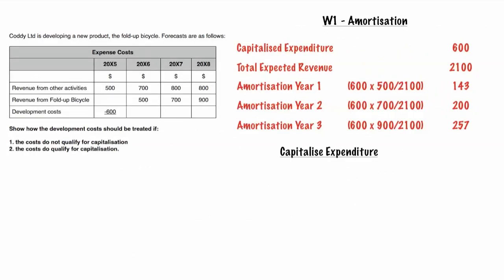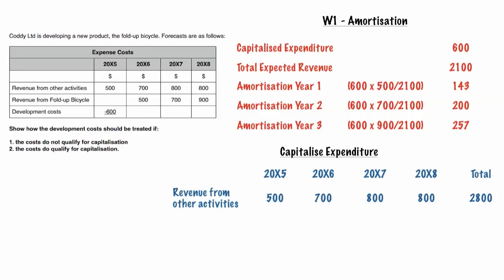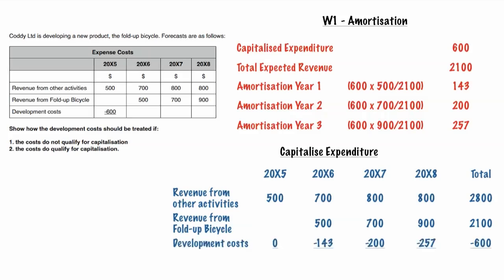Okay, so hopefully you have something like this. In 05, 06, 07 and 08, we have revenue from other activities as we had last time. Revenue from the fold-up bicycle as we had last time. But this time the development costs are capitalised and then amortised. The amortisation we said was 143, 200 and 257. Which means our profit and loss will be 500, 1057, 1300 and 1443.